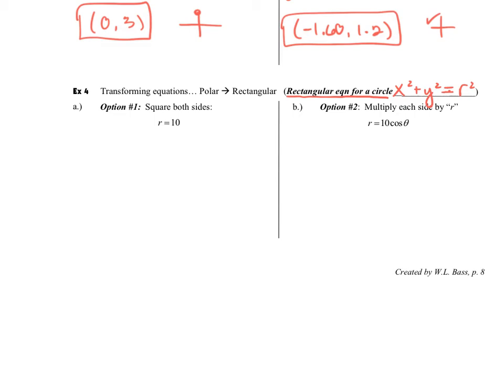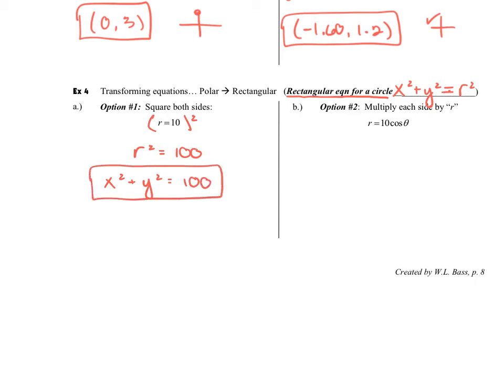So option 1, and you just kind of have to play with them sometimes if you're not sure, what we're trying to create are these terms, okay, these values, so that we can do some nice substitutions. So on this first one, option 1 would be to square both sides. So if I square both sides of this equation, I get r squared equals 100. And then r squared from the equation I can see right there would substitute and become x squared plus y squared equals 100.